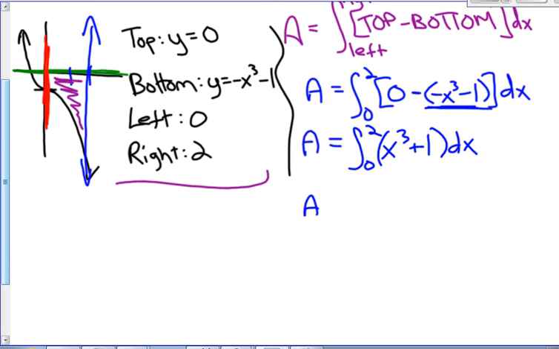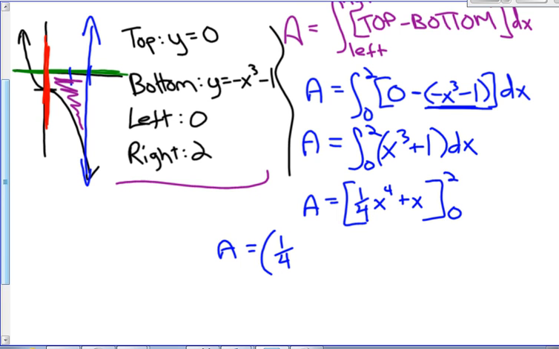So area is going to be, anti-differentiate, we get a quarter x to the 4 plus x from 2 to 0, or 0 to 2 rather. We put in these values. 2 goes in first. Okay, so this whole thing here is big F at 2, the antiderivative at 2, minus big F at 0, or the antiderivative at 0.